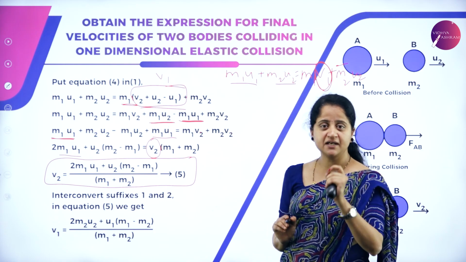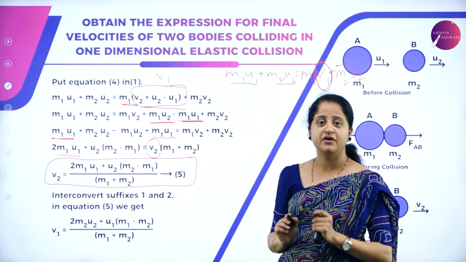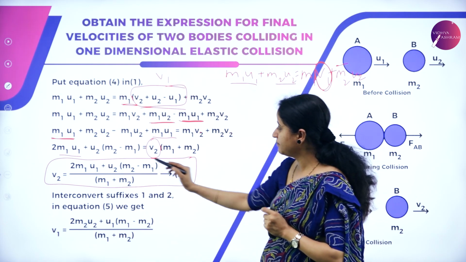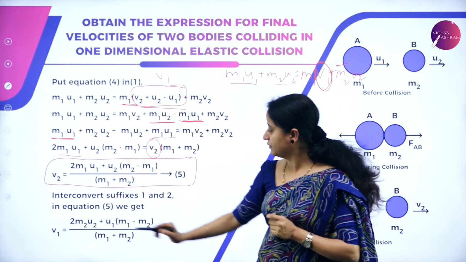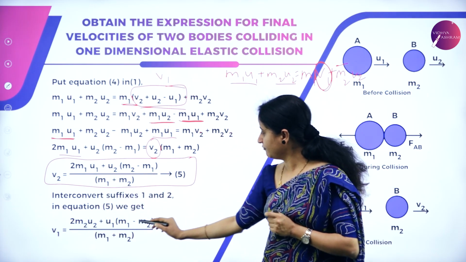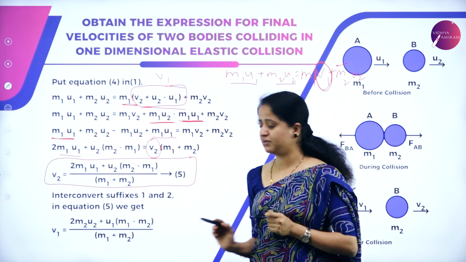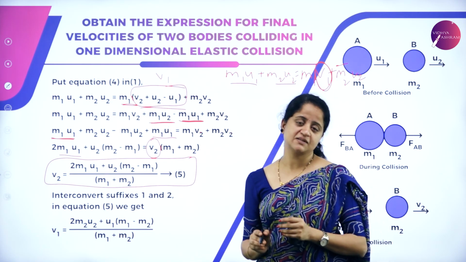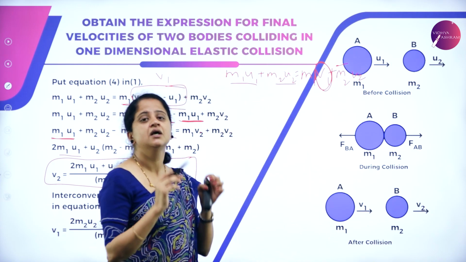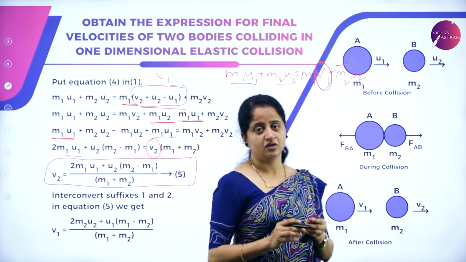Now we can write the same for the final velocity of body A by just interchanging the suffixes 1 and 2. By interchanging the suffixes we get v1 is equal to [2m2 u2 plus u1 (m1 minus m2)] divided by (m1 plus m2). So these two are the expressions for the final velocities of two bodies when they are travelling in one dimension and undergo elastic collision.